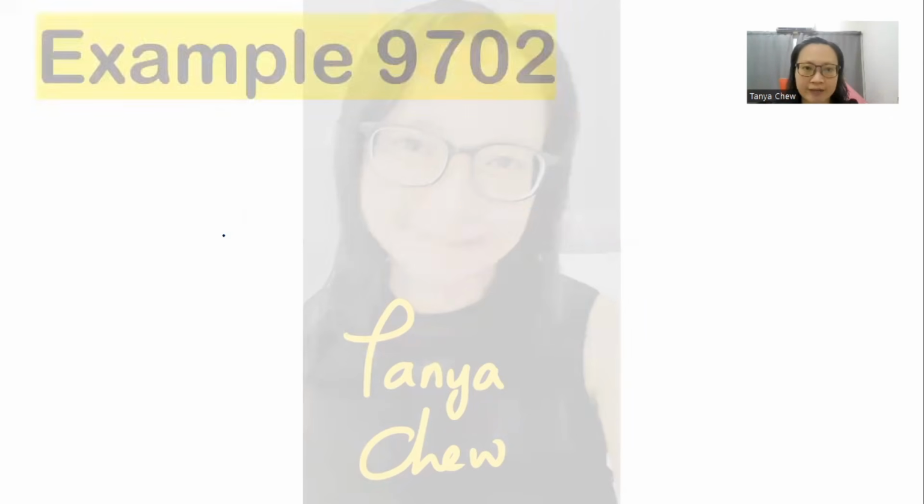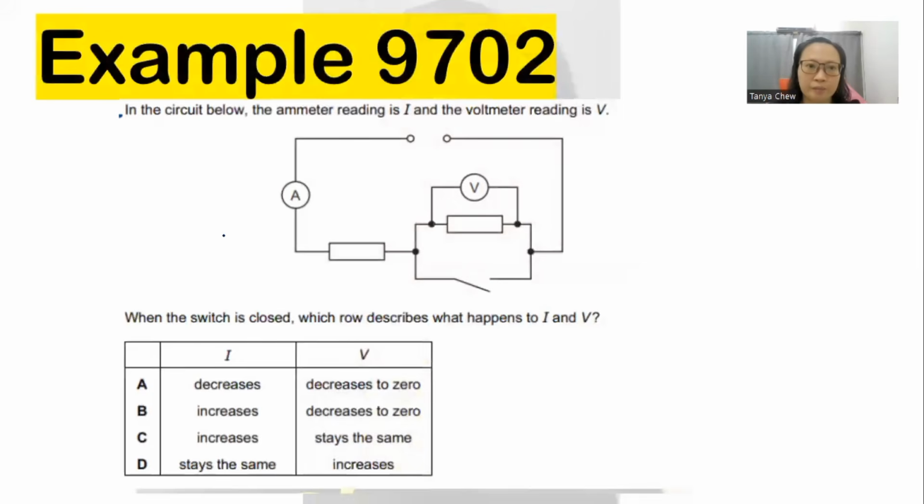Now, let us look at an AS question. In the circuit below, the ammeter reading is I and the voltmeter reading is V. Could you see that no value is being given? So when the switch is closed, which row describes what happens to I and V? I is measured by the ammeter, V is measured by the voltmeter.